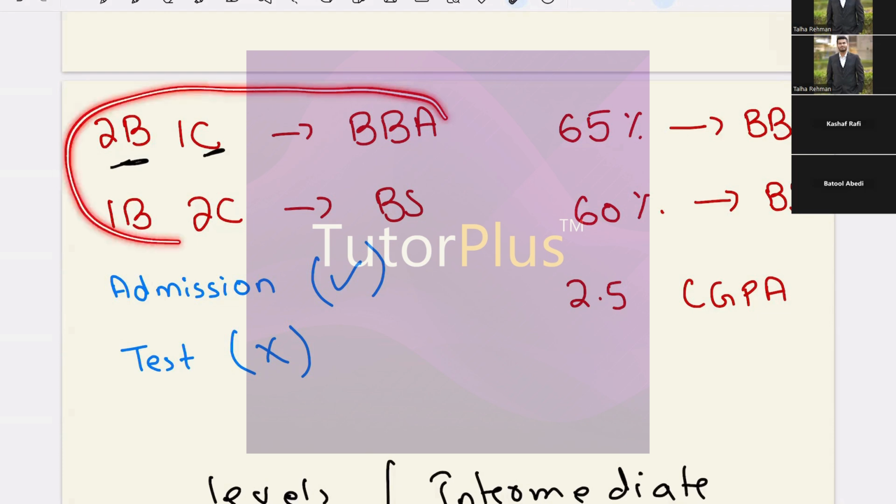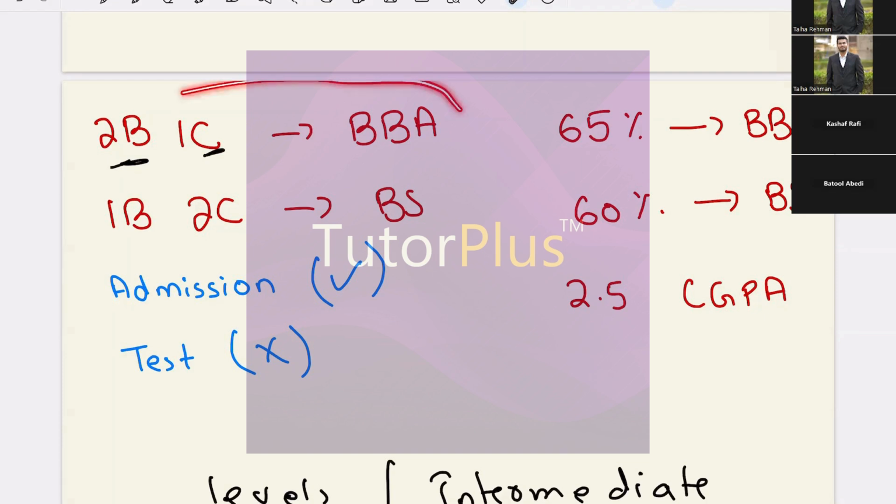These requirements only come into consideration once you're admitted to IBA. And once your second year or your A levels result is out, only then will IBA ask you to submit your grades or your percentages or your transcripts, and only then should you have these grades.